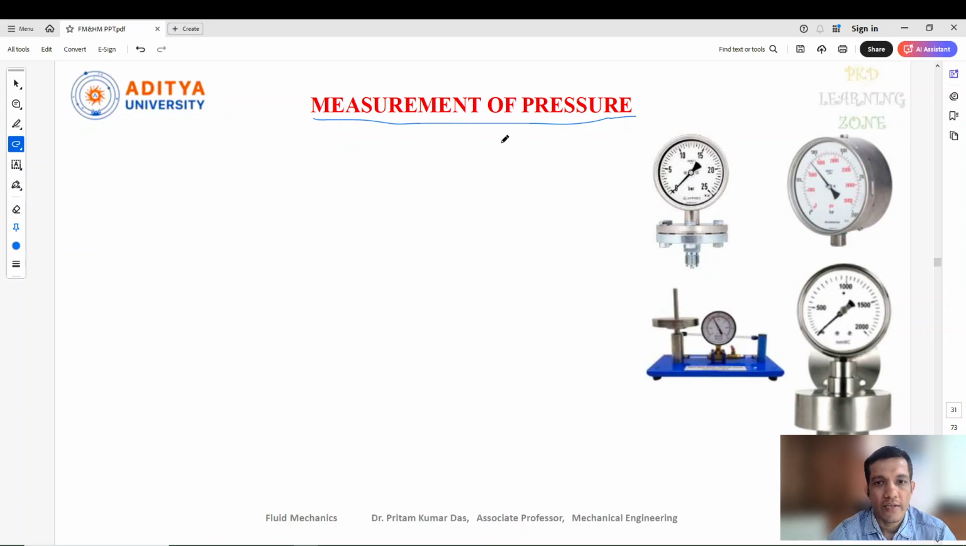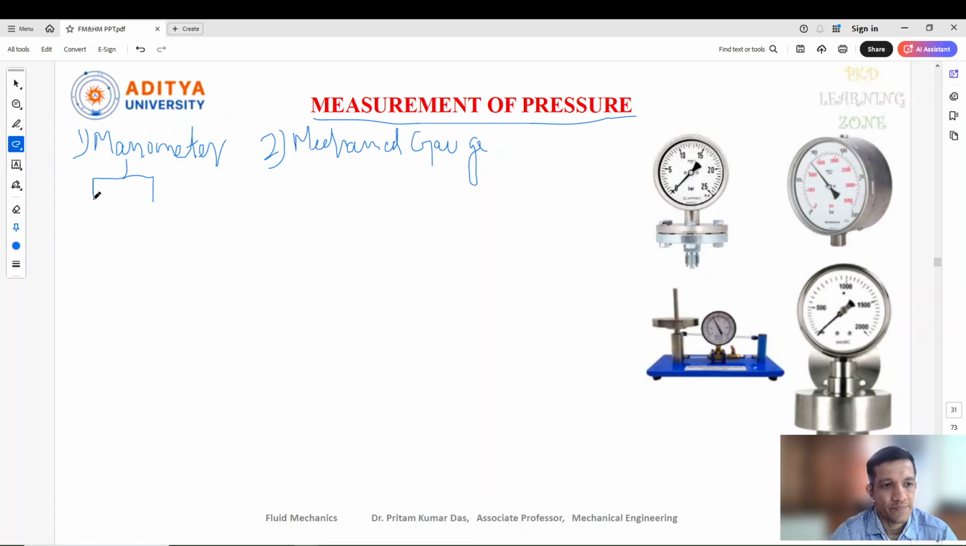Measurement of pressure is actually categorized into two types. One is it can be measured with the help of a manometer, and another procedure is with the help of a mechanical gauge. And the manometer is again categorized into two types: one is the simple manometer, and another one is the differential manometer.